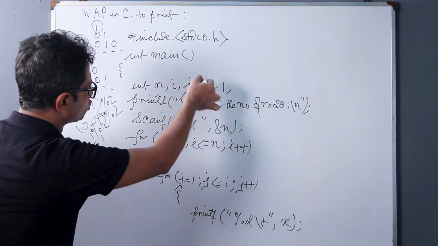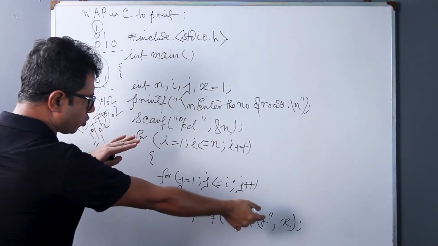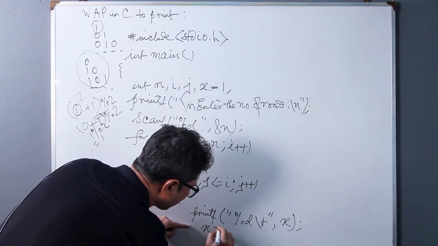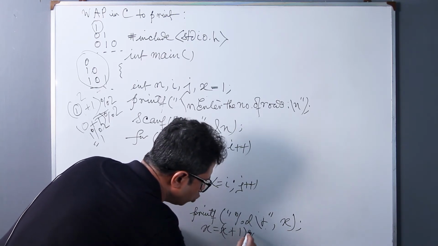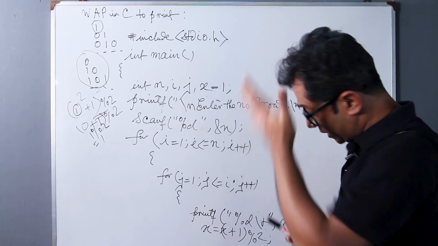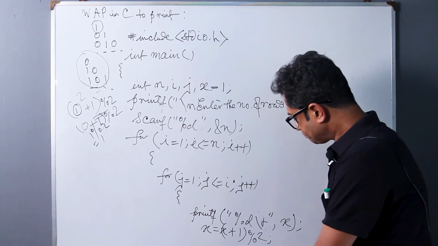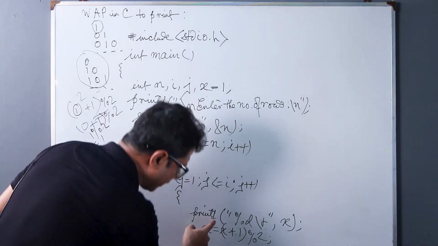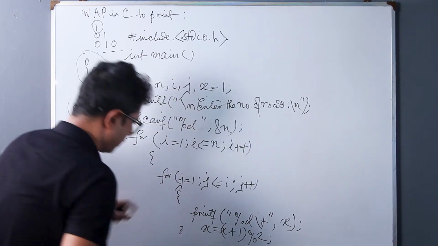So x is initialized to 1, so 1 will be printed at the beginning, and then 0 will be assigned to x, and that 0 will get printed in the next instance. So this is the logic of the program: we increase the value of x by unity modulo 2. Anything divided by 2 can only give a remainder of 0 or 1, and this will get incorporated in this pattern. So let's see, printf %d x is equal to x plus 1 %2.